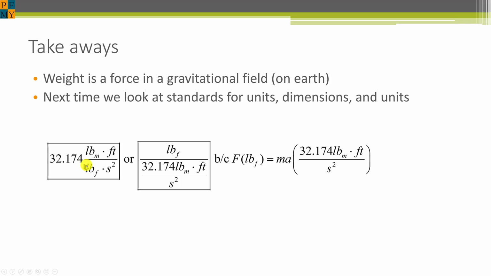The reciprocal of this could be just flipped over, but I'm writing it as pounds force per 32.174 pounds mass feet per second squared. This, of course, is the definition of a pound force. So it's really pound force over pound force, which is 1, which is what you want when you do these conversions. So F in pounds force equals ma, which has to have this 32.174 factor in it, times pound mass feet per second squared.